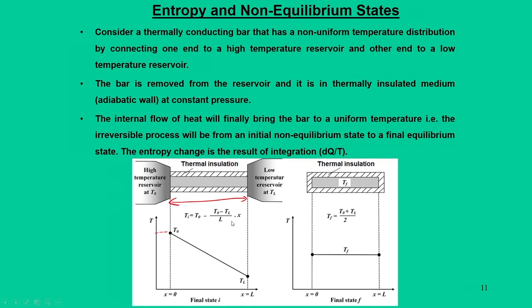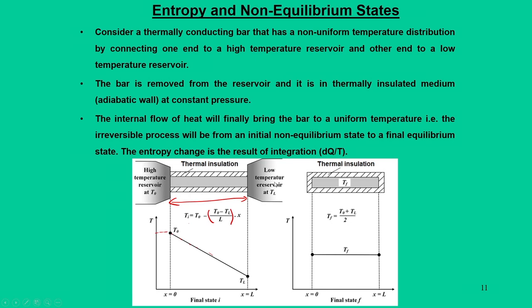So, assuming a linear distribution of temperatures, we can write the equation T_i is equal to T0 minus (T0 minus TL) by L into x. From this equation, we can find all the intermediate points that join T0 and TL. The slope of this line gives us the temperature distribution, so from the knowledge of the slope, we can find the temperature at any location of the bar.